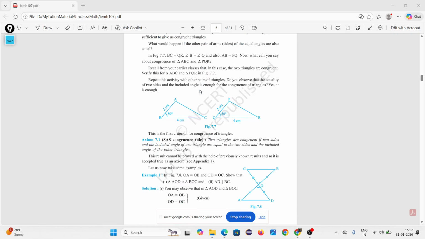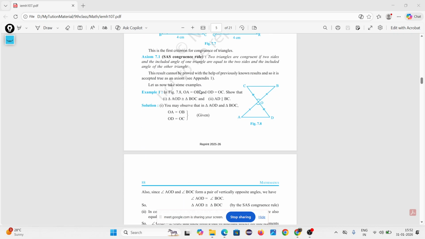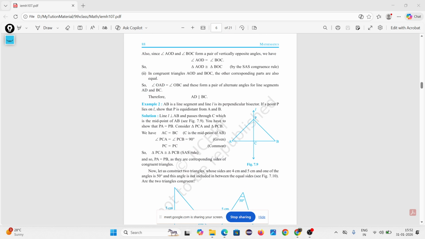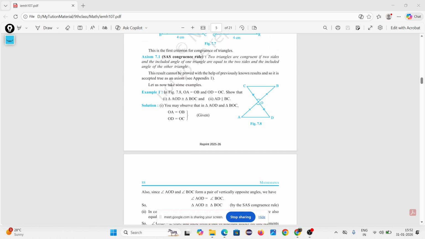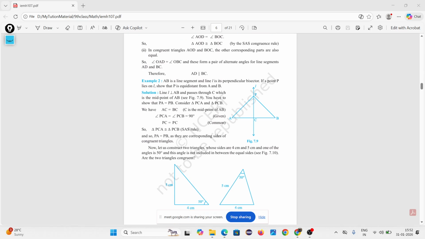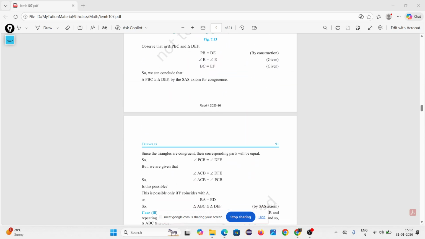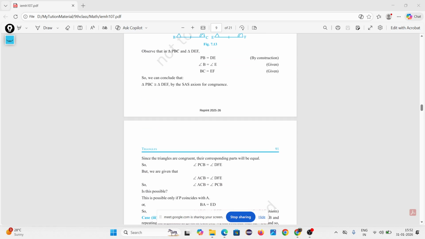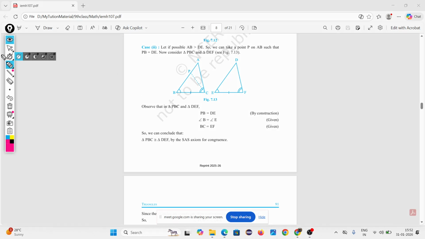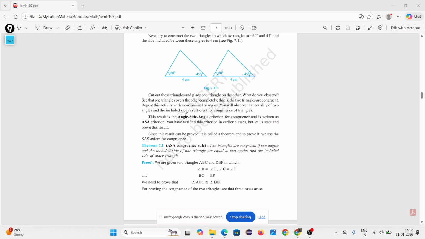Yeah. No, why are you worried? If it is necessary, we will prove it. If it is not necessary, you will leave it. Okay, but tomorrow you should complete. Look, if it is a theorem, we should prove it. Theorem means we should prove it.